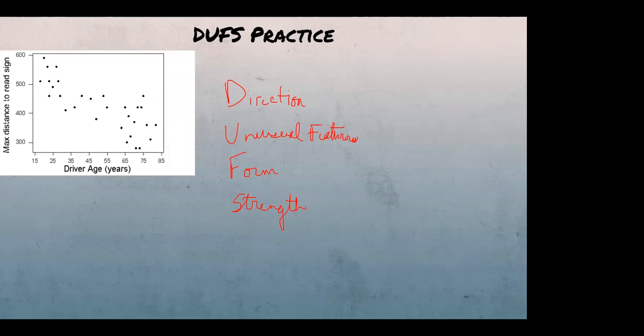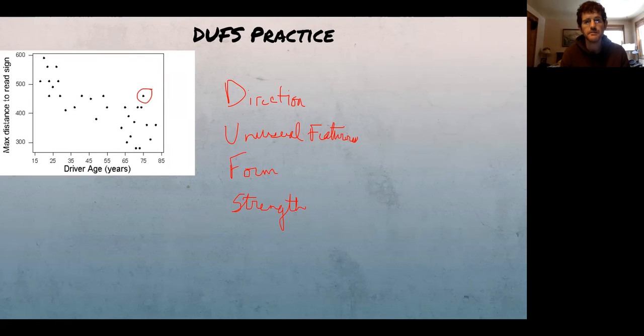So would you say that for the direction, you'd say in a negative direction, it has an unusual outlier. It's approximately 75, 475. The form is linear with a moderate strength. That seems pretty fair to me. Yeah, I could agree with that.